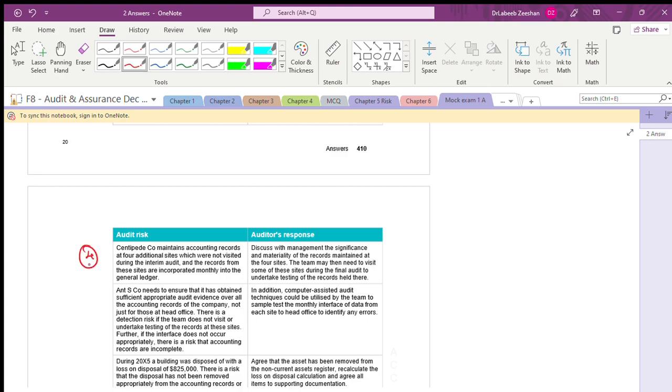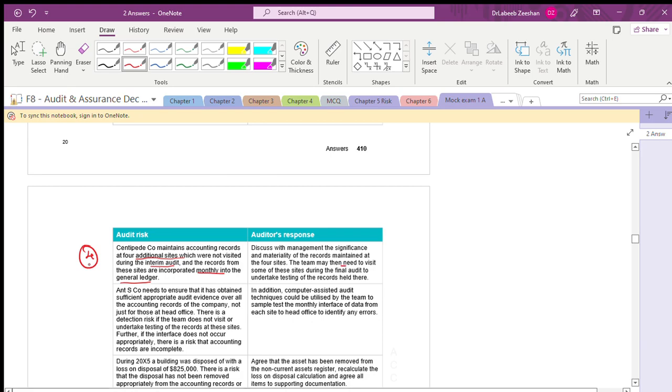Centipede maintains accounting records on 4 additional sites which were not visited during the interim audit, and records from these sites are uploaded monthly through a general ledger. Now, this is the audit risk. What is the audit response? You have to visit. The auditor response is you have to discuss with the management, and the team needs to visit. That is the response you are going to give.